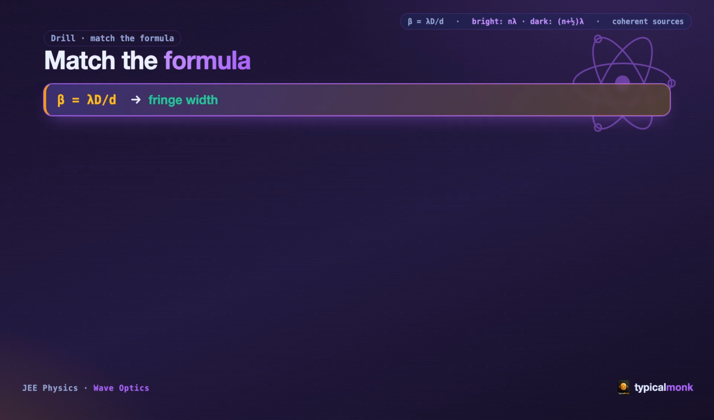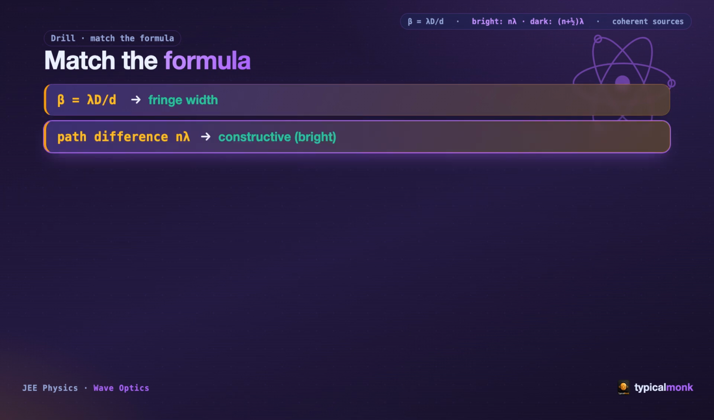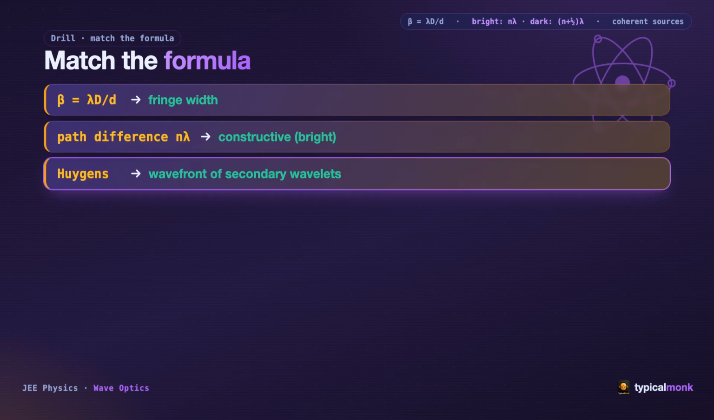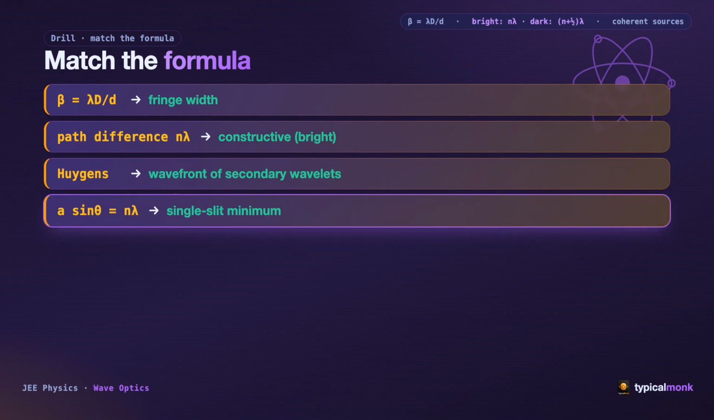Now match each formula to its meaning. Beta equals lambda D over d goes to the fringe width. A path difference of n lambda goes to constructive, a bright fringe. Huygens goes to a wavefront of secondary wavelets. And a sin theta equals n lambda goes to the single slit minimum. Four pairs, each worth memorizing.